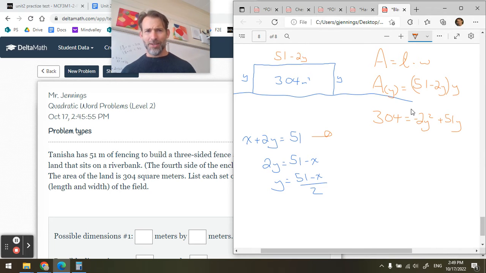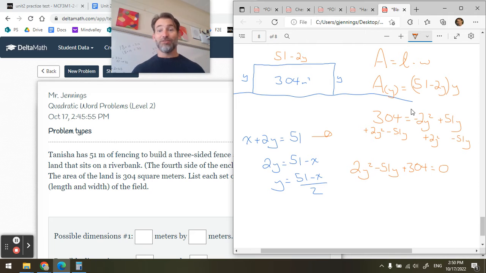Oh man, this one's a tough one. All right, now let's bring everything to this side of the equation so we have something equal to 0. So I'm going to add 2y squared to both sides and subtract 51y. Okay, cool. So I added 2y squared, and I'm going to subtract 51y. So then I get this quadratic. It's 2y squared minus 51y plus 304 equals 0.